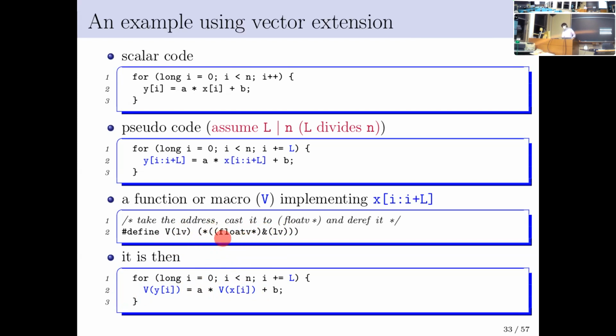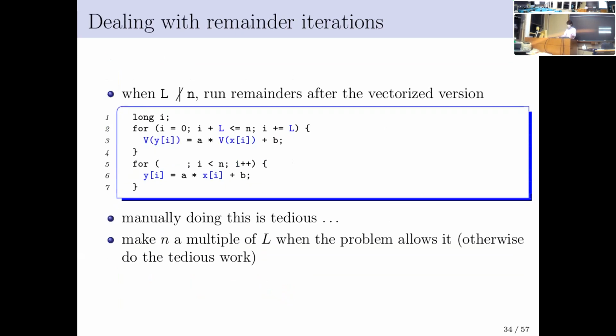So then what happens is, you want to dereference a pointer to a vector of 16 floats, and the compiler emits a vectorized load instruction for this expression. So just by writing something like this, you vectorize this loop. Something as simple as this.